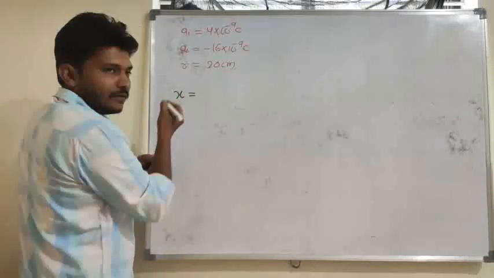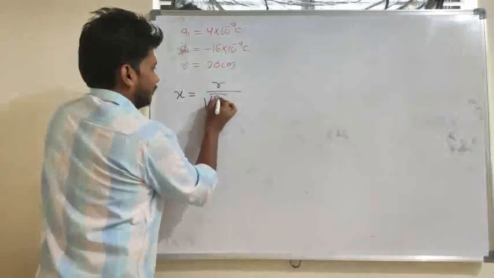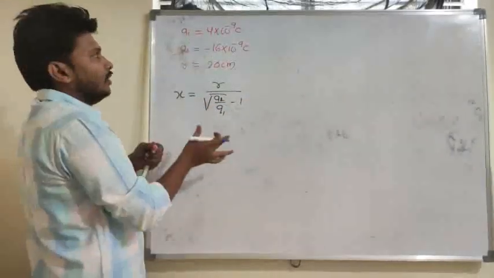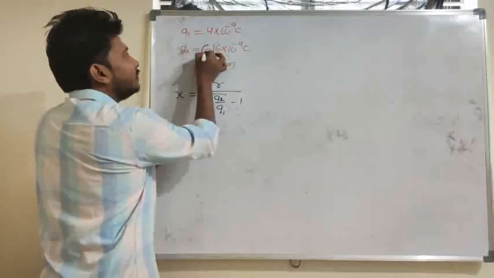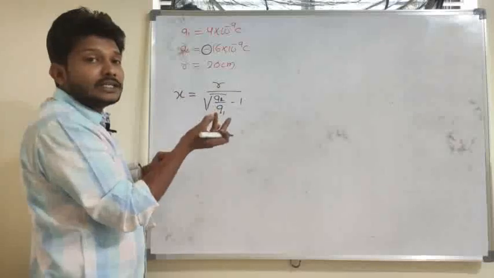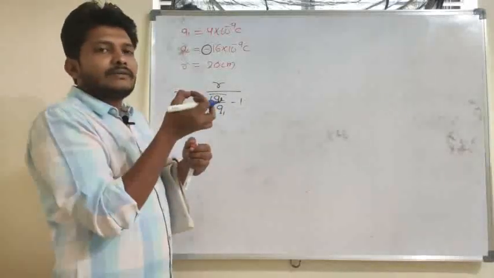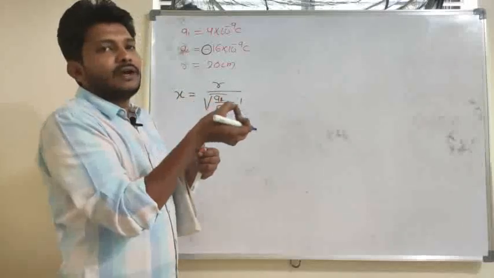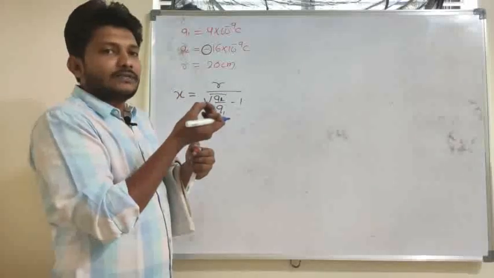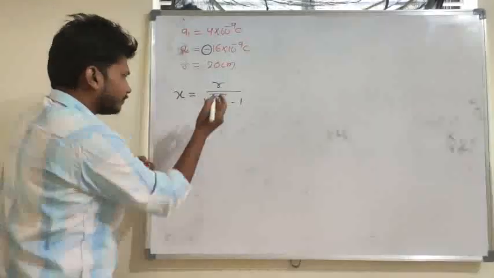Just now we got the equation: x is equal to r divided by square root of q2 by q1 minus 1. Don't get confused here. The negative sign indicates what? Field lines are inward. The positive sign indicates what? Field lines are outward. So remember one thing here: in case of charges, if they mention positive and negative, the physical meaning is that for a positive charge field lines are outward and for a negative charge field lines are inward.